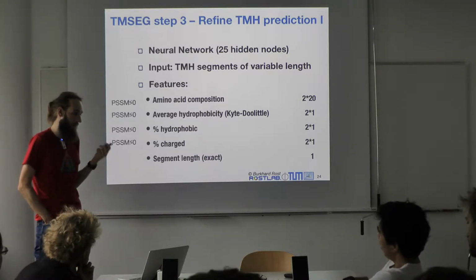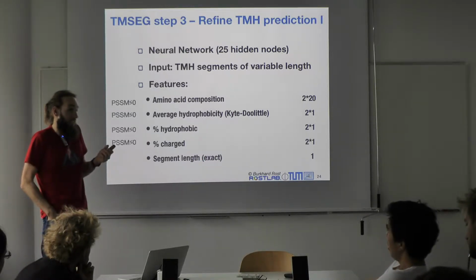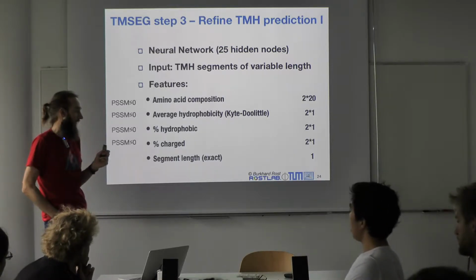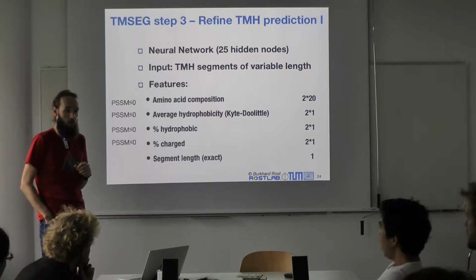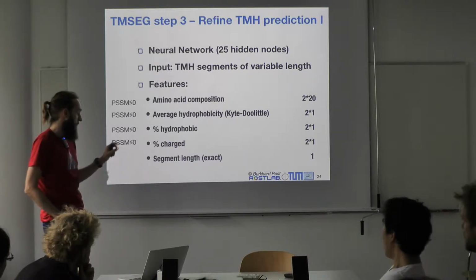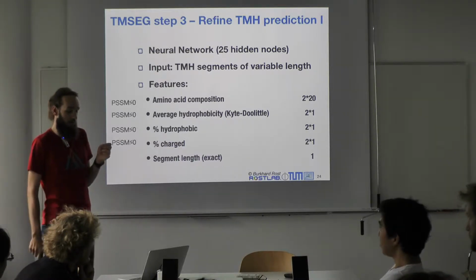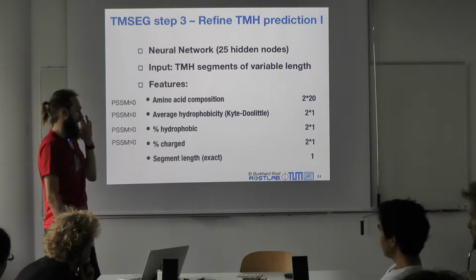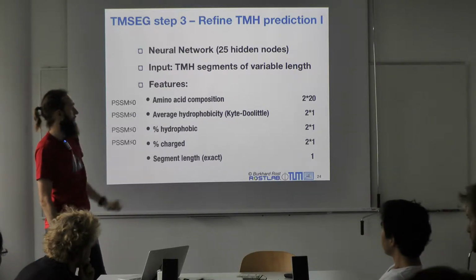So now we're talking about maybe lengths from 10 to 40 or so, and here it actually does make a difference if it's 1 or 2 longer or shorter. So there's no binning here anymore. We actually use the exact length of the segment as an input. All of this goes into a neural network.